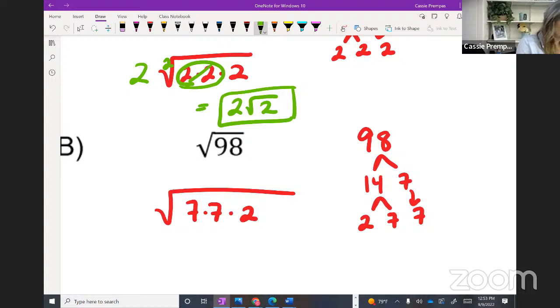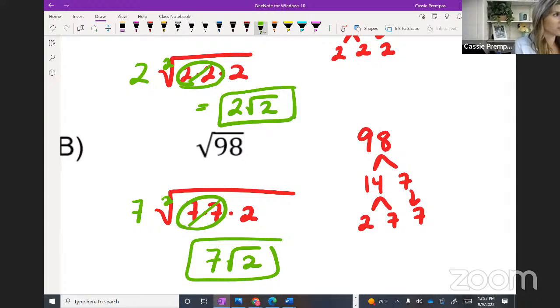What's the root again? 2. So how many of the same do I need before I can take it out? 2. And the reason I ask that is because we will look at cubed roots, which implies you need 3 of the same factor. But right now I have 2 of the same. I can take it out to the outside. And my answer is 7 root 2.